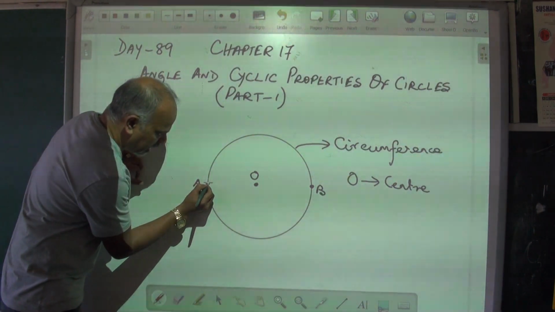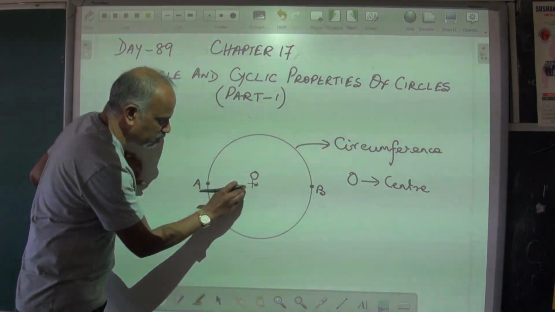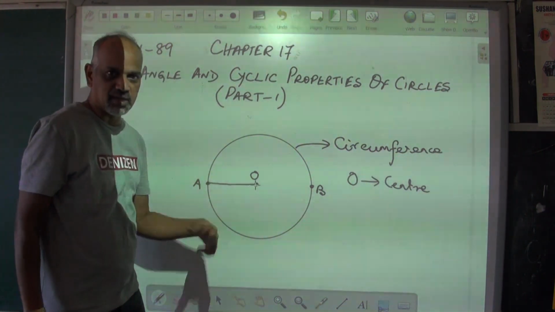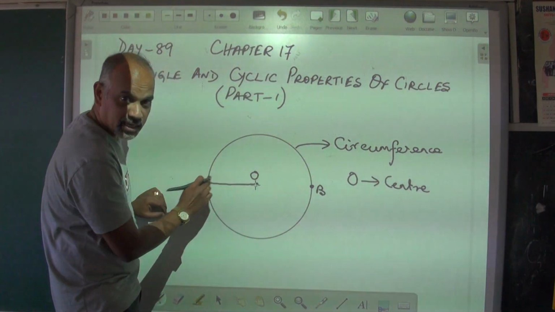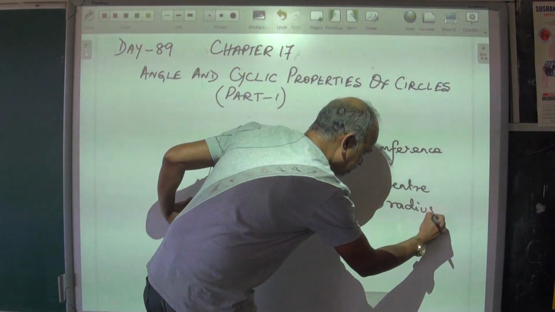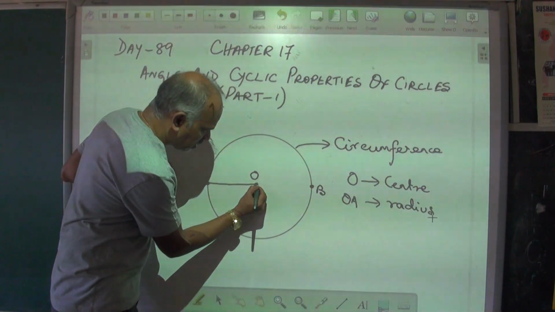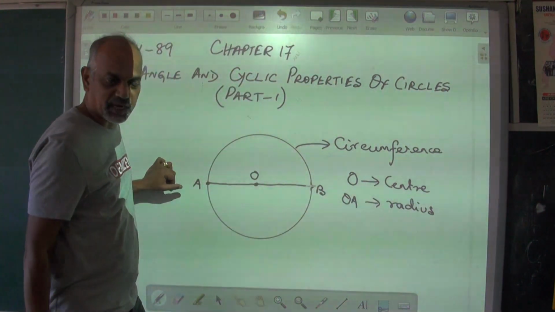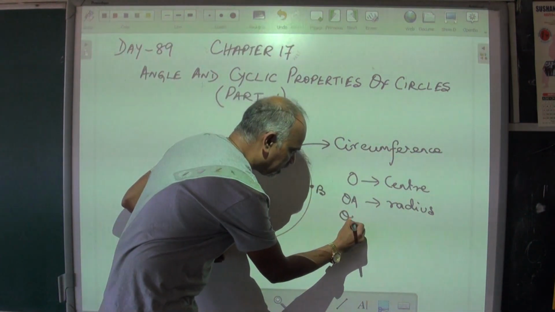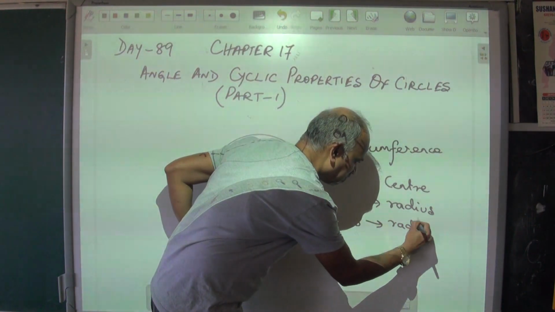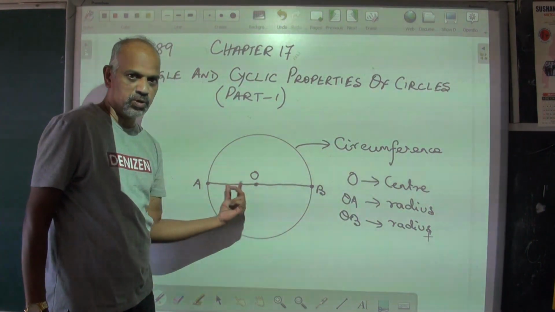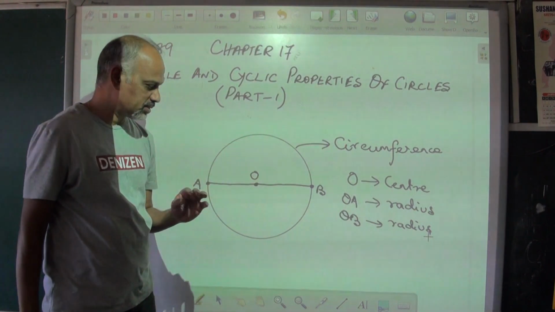If I join A with O, A is a point on the circumference with O, this straight line is the radius of the circle. So OA is the radius. Similarly, if I join O with B by a straight line, this length OB is also the radius of the circle. Both are radii, AO and BO, and both should be of the same length.